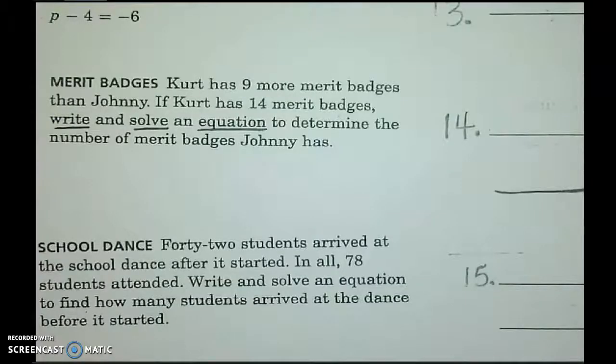Okay, we got just a few on the back here. Up here, you do have one equation to go ahead and solve, but let's look at these word problems to see what we need to do. So, Kurt has 9 more merit badges than Johnny did. Okay, so we have Kurt and we have Johnny. If Kurt has 14 merit badges, write and solve an equation to determine the number of merit badges Johnny has.